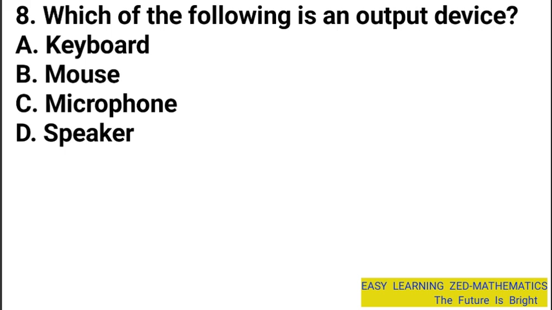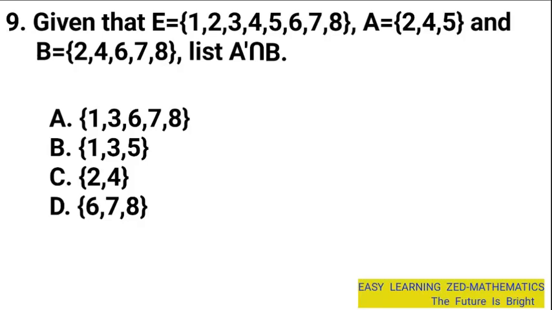Then D, speaker. It helps the sound which has been processed in the computer to come out. So it is an output. So the correct answer was D, which is speaker, which is an output. Let's go to question 9. Question 9 was as follows.